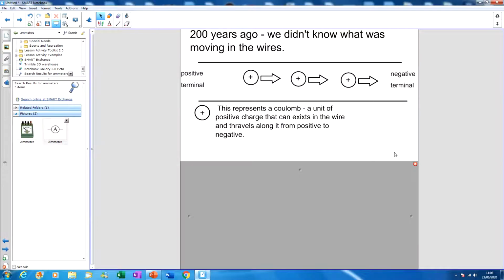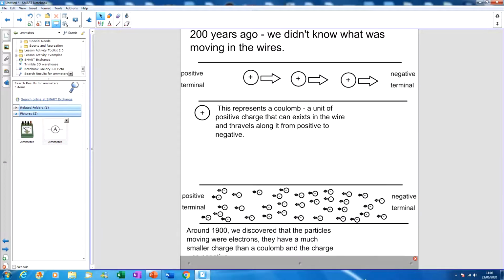So we didn't know that coulombs existed, but we made a model which allowed us to go on and try to explain and understand certain things. So around the turn of the 19th into the 20th century, so we're talking about 120 years ago, we actually discovered that these little particles doing the moving weren't coulombs of charge. They weren't positive charges at all, but they were much smaller negative particles called electrons, and they moved the other way. They moved from negative to positive.